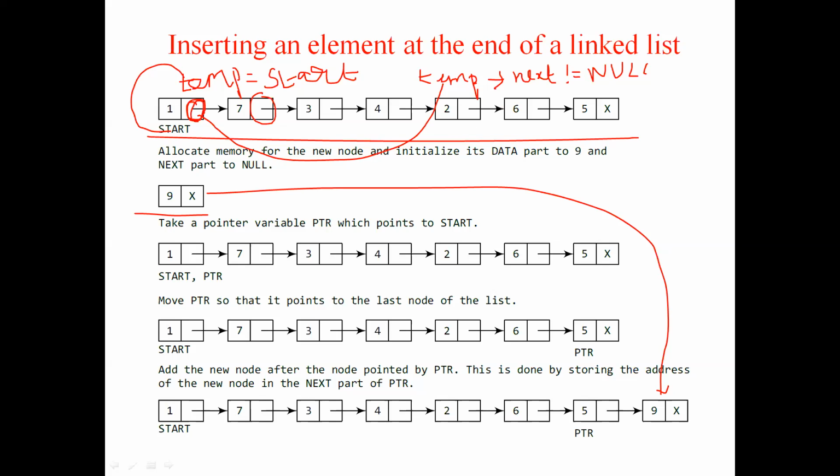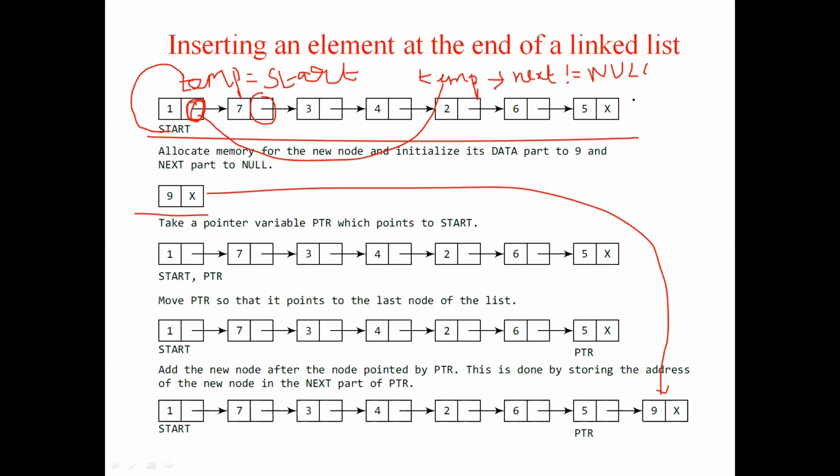Up to this, I hope everyone can understand. I copied the start address to the temp address. Next, I'm checking whether temp's next is null or not. Now I say it is not null. It means that it is not the end of the list, because if the node is at the end of the list, obviously it should be null.